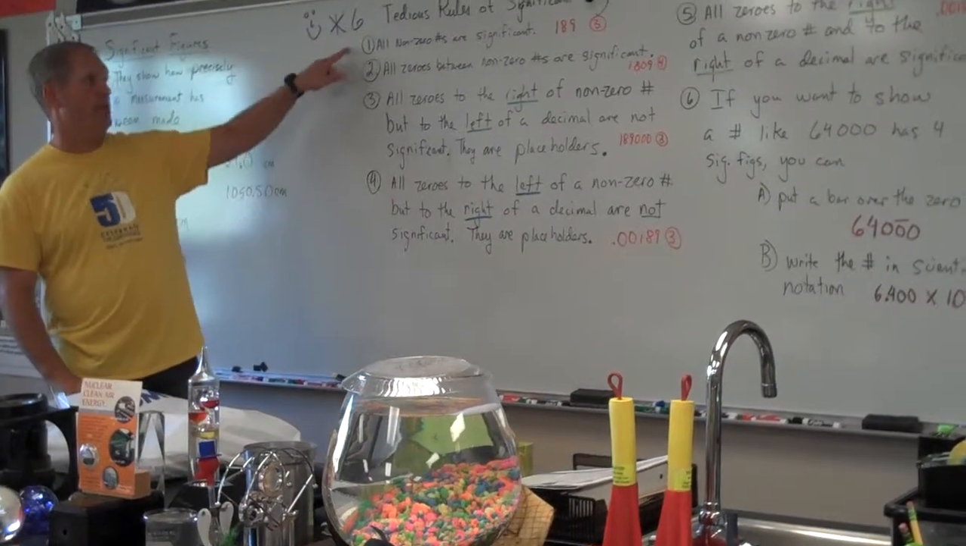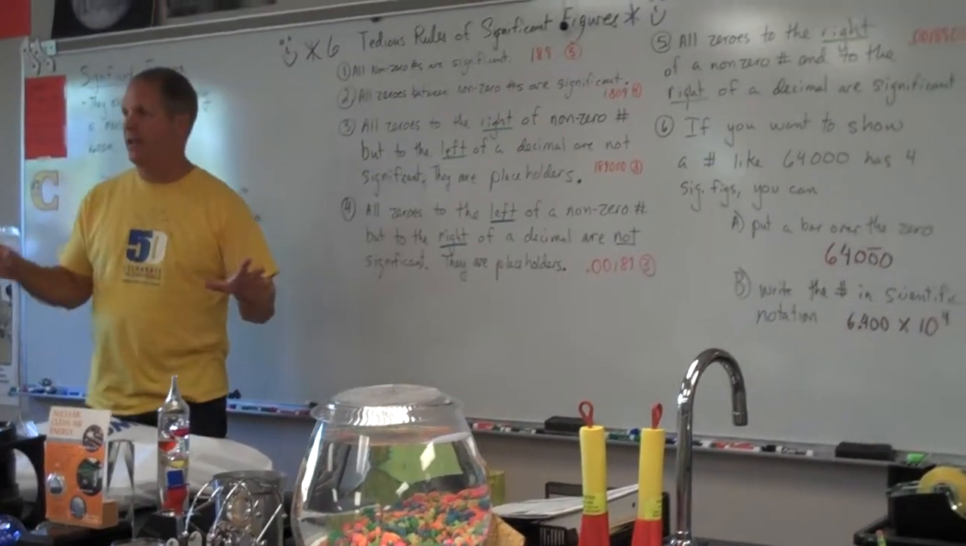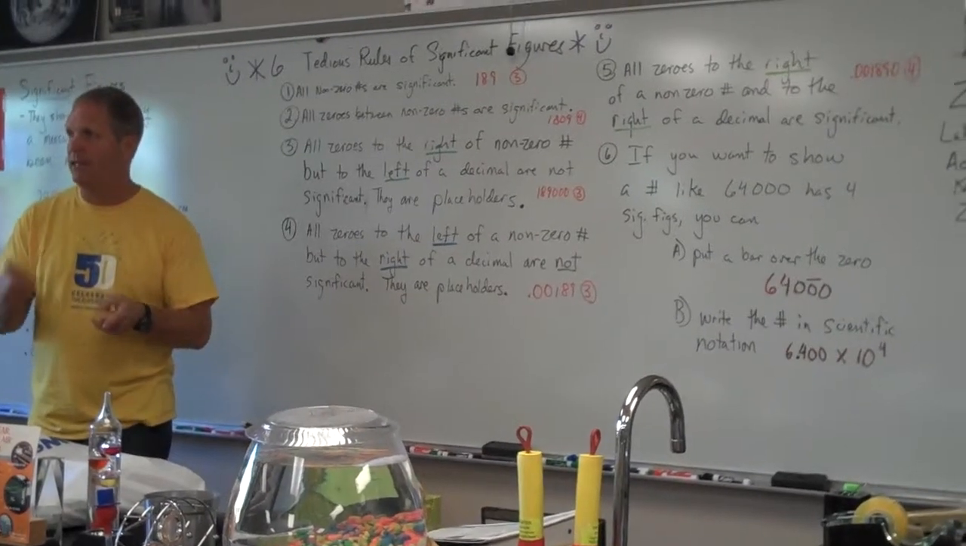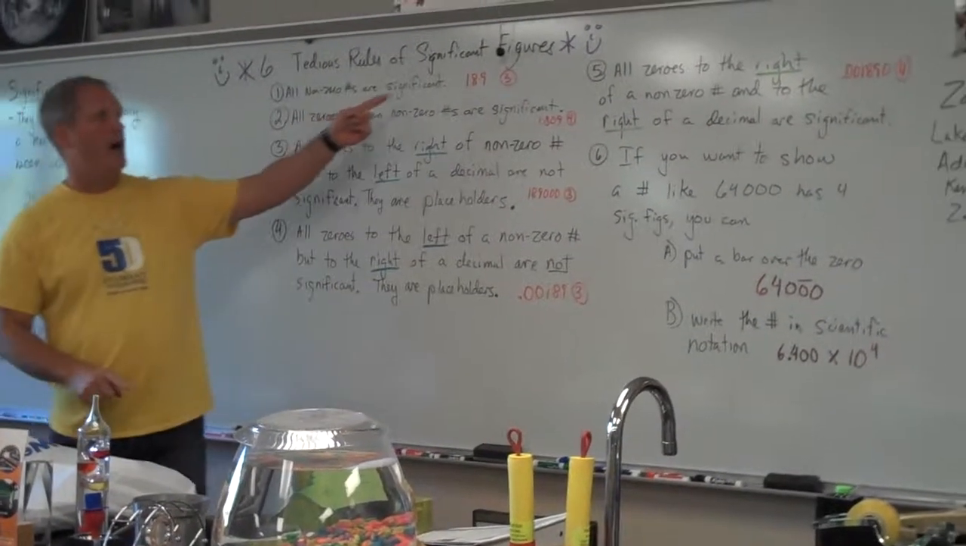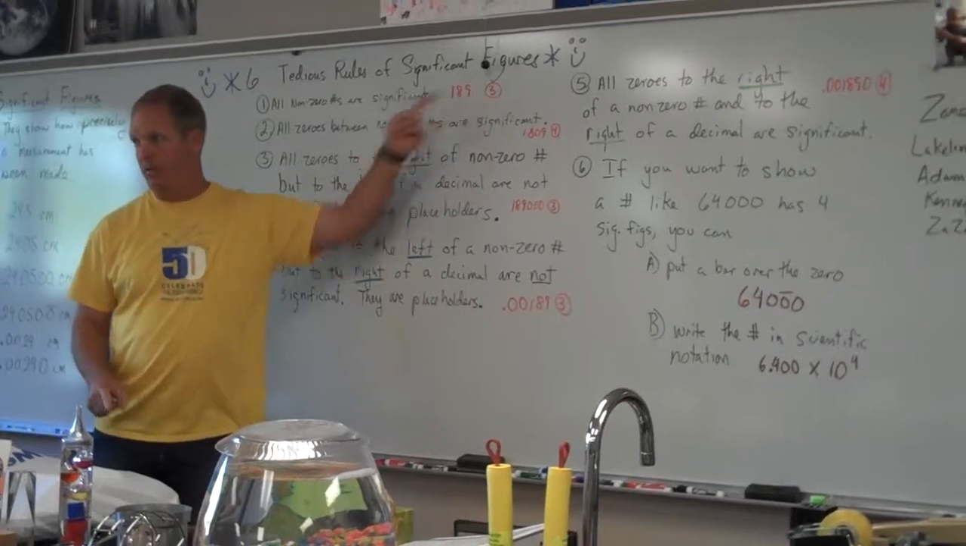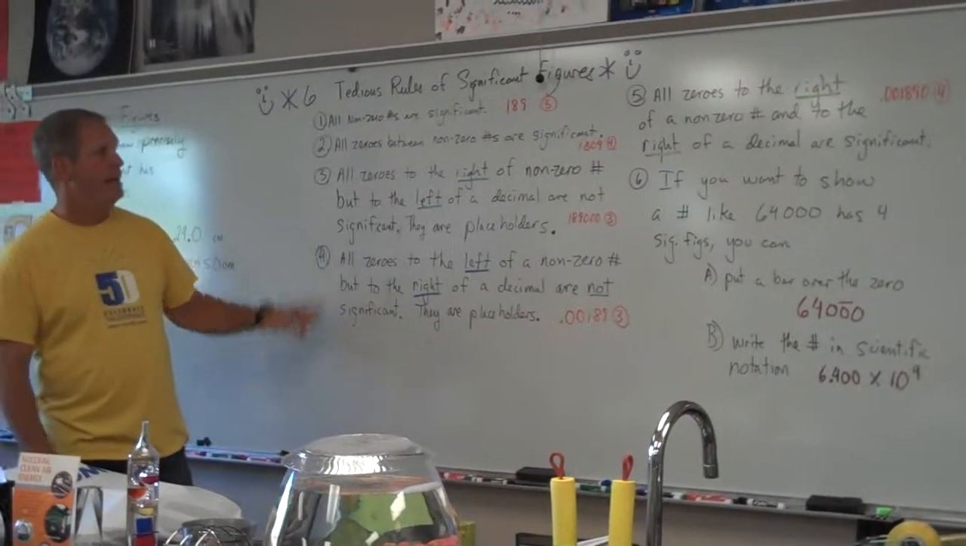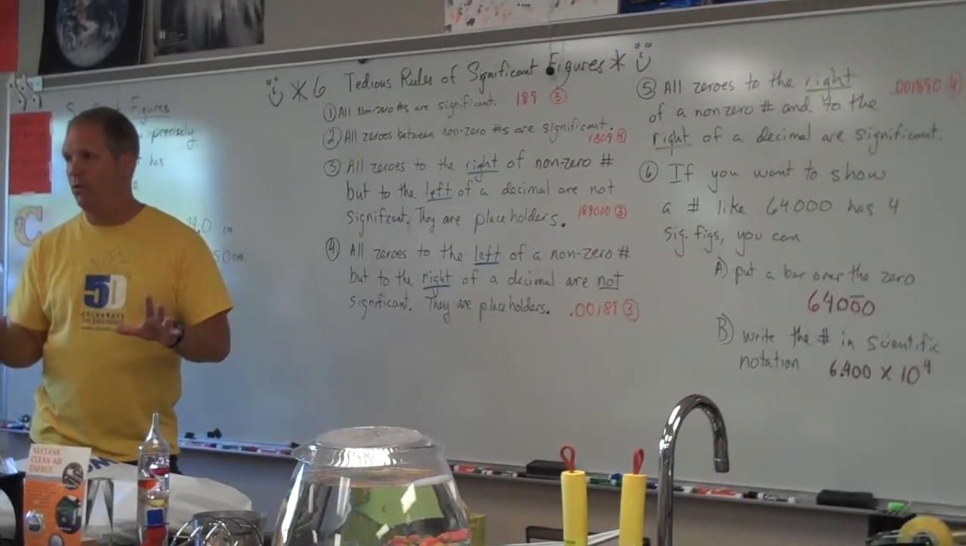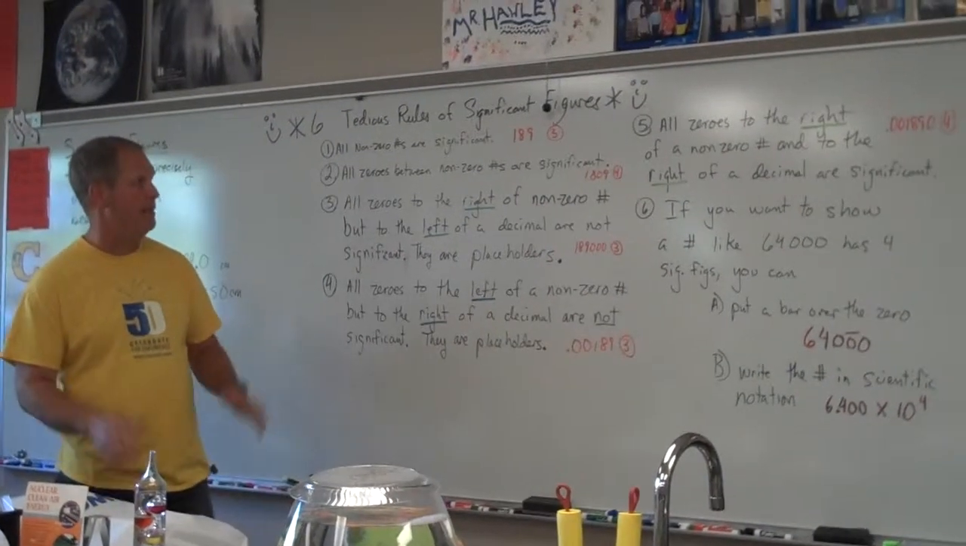This will help us to understand this. First of all, the easy rule, number one: any number that is not a zero is significant. It has been measured. That's what significant means. So look, 189 would have 3. Now, we've got all these rules about zeros. The rest of these rules are all about zeros and what to think about them.